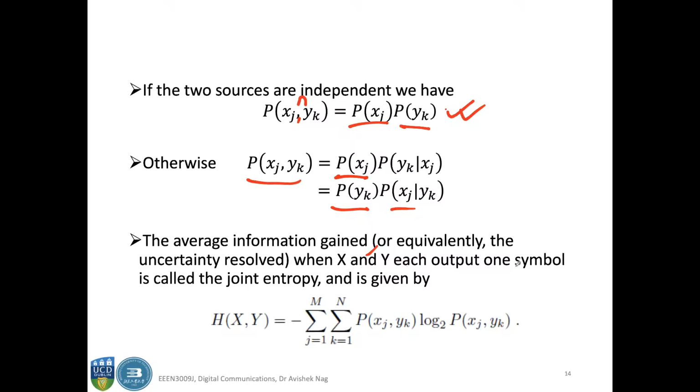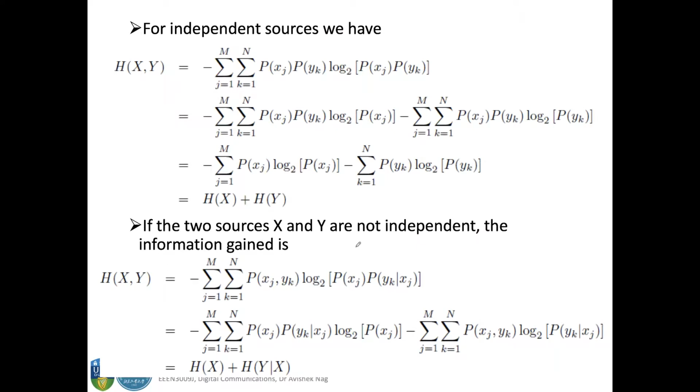So now if you want to find out the entropy or the average information gained when x and y each output one symbol, you call this a joint entropy, and this is given by this expression H(X,Y), where you have the double summation over all possible symbols x and y, and then the joint probability, and then the log of this joint probability to the base 2, and then the minus sign comes here. So now for independent sources you can write this expression and simplify this by applying the independence property.